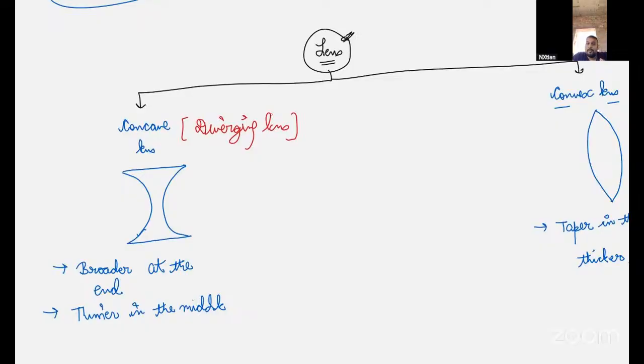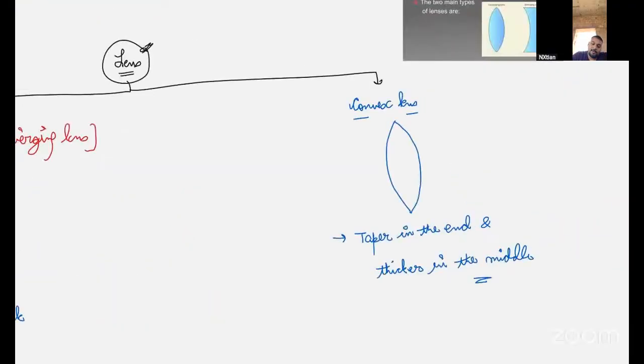The person who gave the name, you go and eat their head. The simple thing is, I am not the namer person. So just learn this: the concave lens is a diverging lens, and the convex lens is a converging lens.